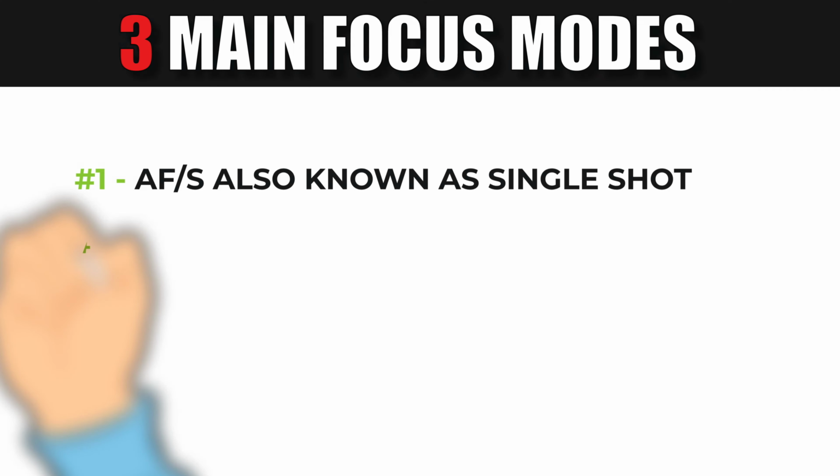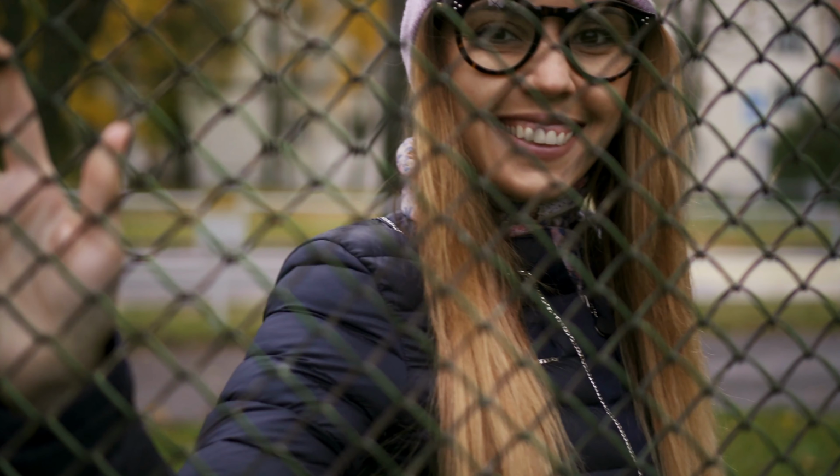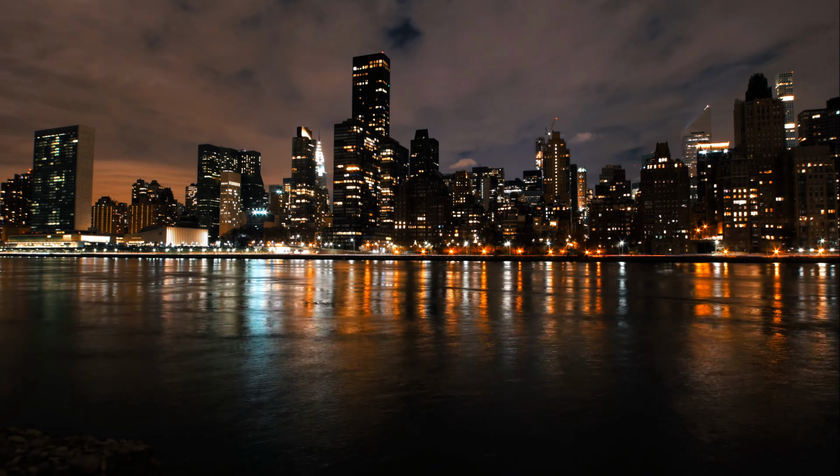Okay, moving on to the last focus mode, and that is manual focus. So this is when we are in total control of setting the focus, and we can do this by twisting the focus ring on our lens. So personally, I use autofocus 99% of the time, and I only ever use manual focus in situations where my camera may struggle setting the focus. So for example, when shooting through a fence or in really low light situations.